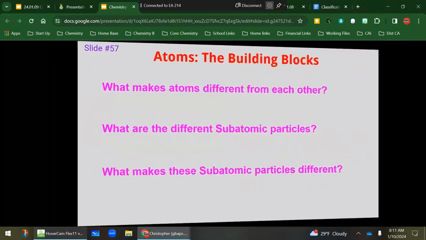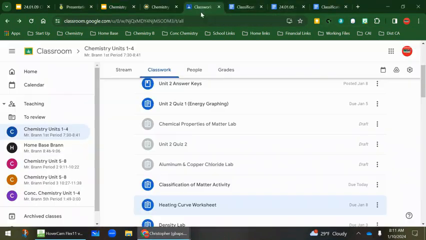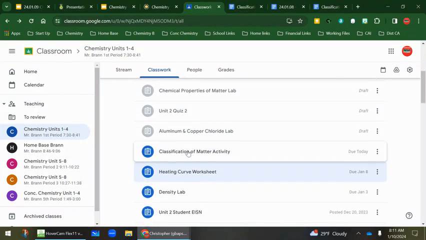All right. Okay, stop there. All right, ladies and gentlemen, in Google Classroom, please go to it and open up the assignment that says classification of matter activity.